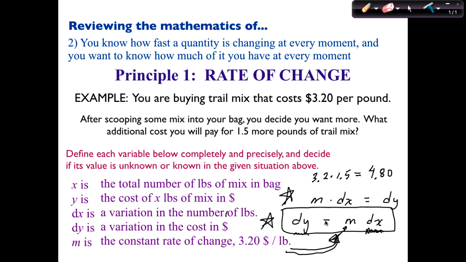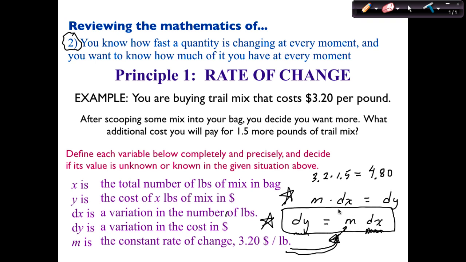Okay, and this really is kind of the core, the heartbeat of this. And this is what we're all about this first week and the whole course. You know how fast the quantity is changing at every moment. You want to know how much of it you have. Where is that found in this equation? M, right? We know how fast the cost is changing per pound. And we want to know what? We want to know cost or increase in cost.